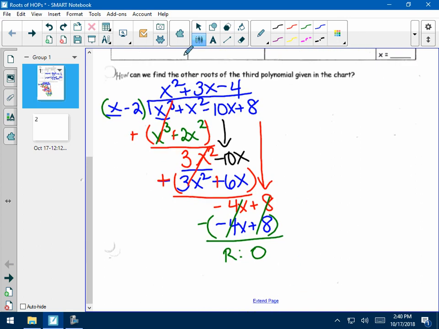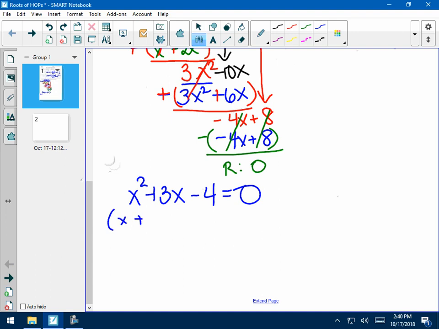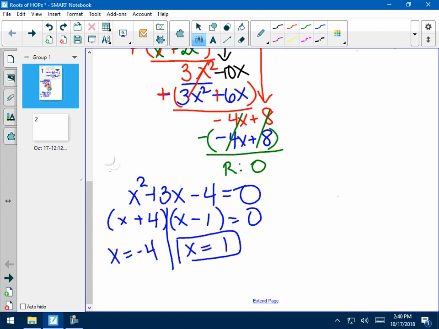Well, we better know how to solve quadratics because we just did an entire unit on it, right? So take x squared plus 3x minus 4 equals 0 and see if it's factorable. If not, you know other techniques that would allow you to solve this. So it breaks down to x plus 4 times x minus 1, which leaves me with roots of x equals negative 4 and x equals positive 1.